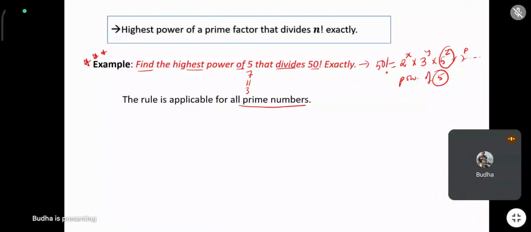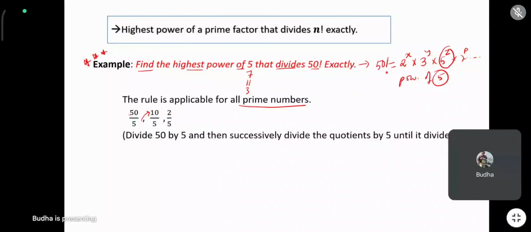The technique is, first divide this 50 by 5. What is the quotient? Whatever quotient you get, you write the quotient here. Not the remainder, the quotient. If you divide 50 by 5 you get 10. Again divide 10 by 5, you get 2. Again you divide 2 by 5. Now till which number do I have to continue? Till the time you can divide the numbers.